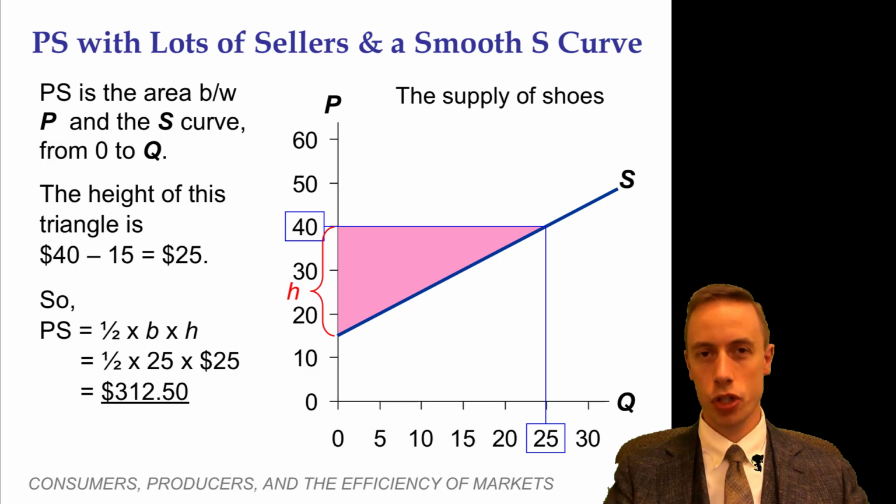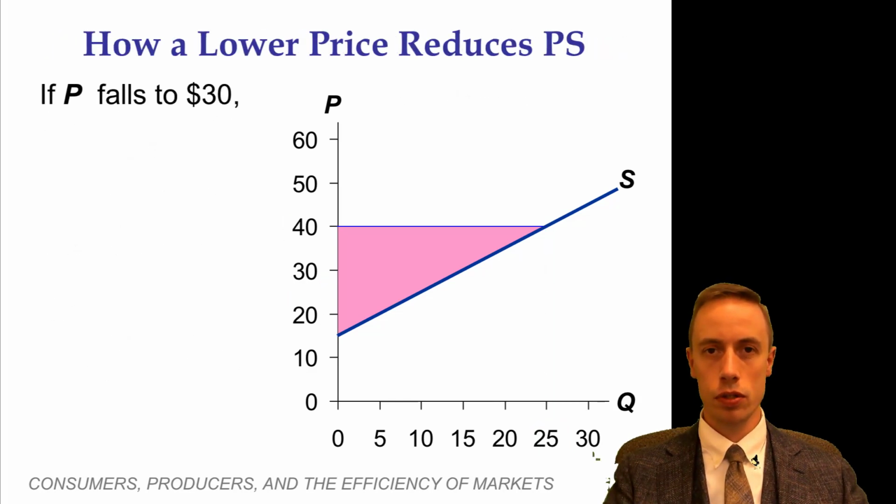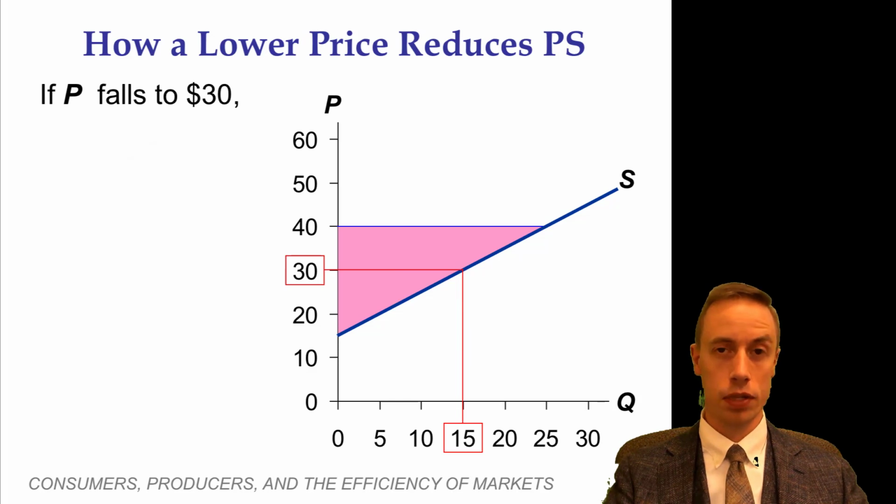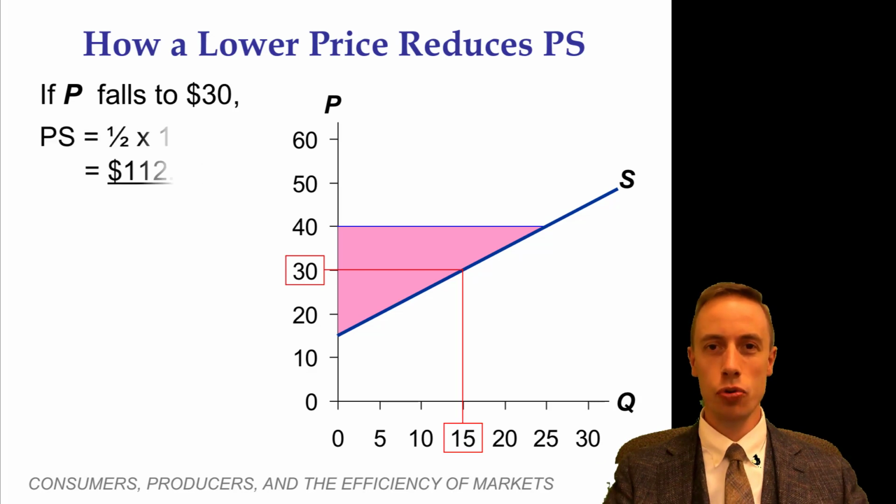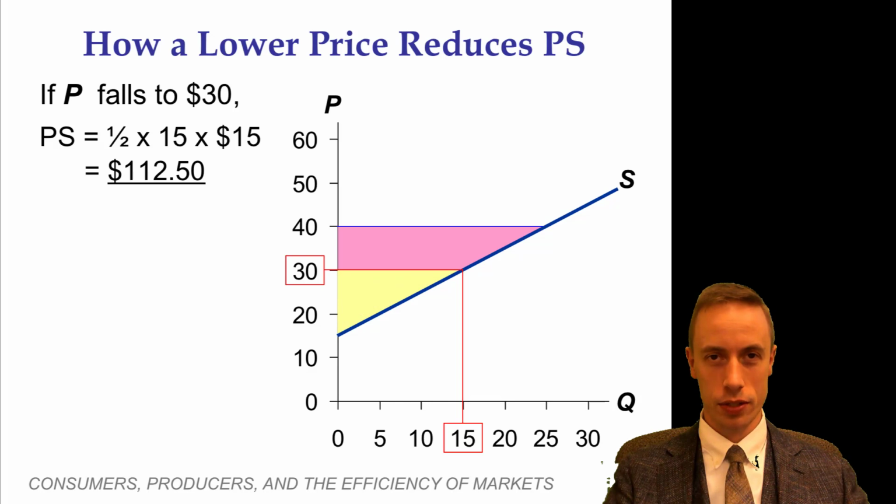Let's do another example. Let's say the price of the shoes falls to $30. Obviously, that's going to be bad news for our sellers. They'll now earn less producer surplus. And of course, we can look at exactly the mechanics of the change here. So the new producer surplus is $112.50. They've lost $200 in producer surplus compared to the former bigger triangle. Let's see where those $200 went.